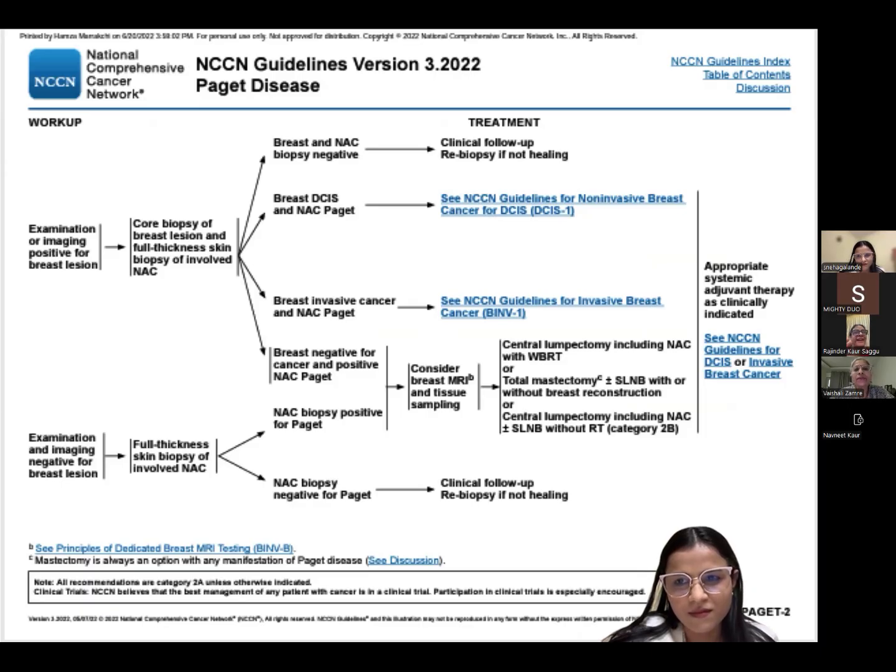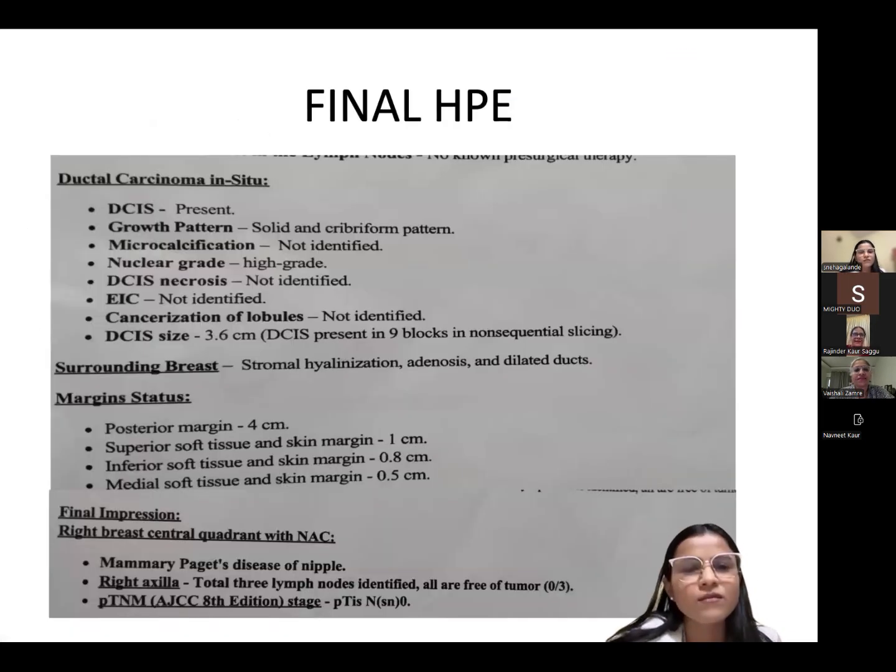She had very dense breasts, and the retroareolar area was also not very well seen on mammogram. Maybe we missed the microcalcification in that area, and she had high grade DCIS with comedonecrosis. Though the component was not very big in size, it was there.